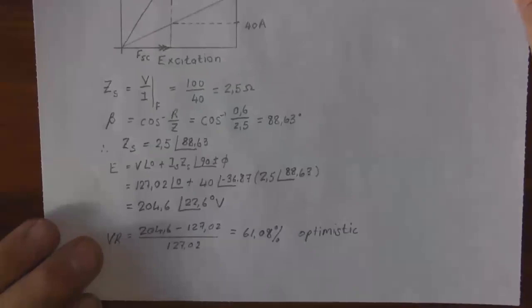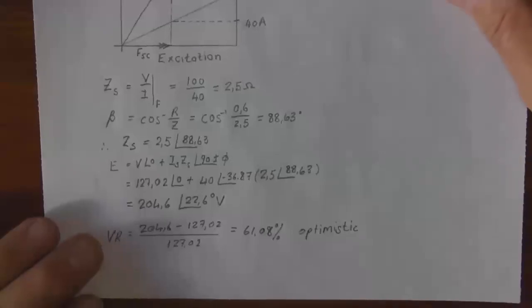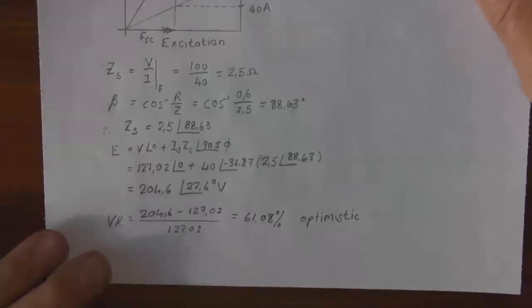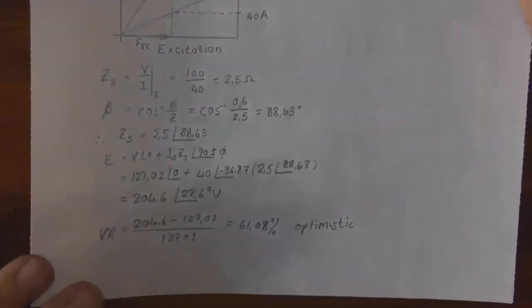127.02 plus 40 at an angle of minus 36.87 times 2.5 at an angle of 88.67. That gives us a voltage of 204.6 at an angle of 22.6 degrees. Voltage regulation is then 204.6 minus 127 divided by 127. That gives us a value of 61.08%. And this method is optimistic.